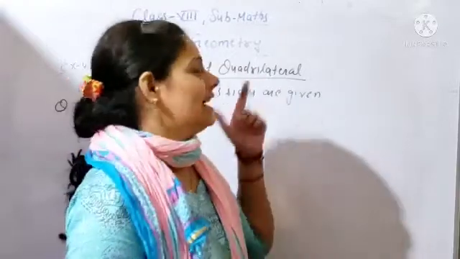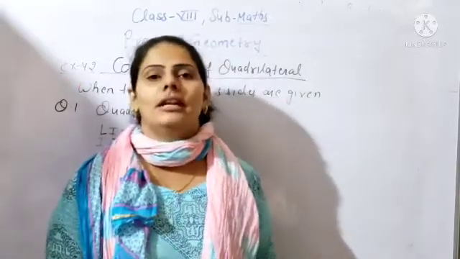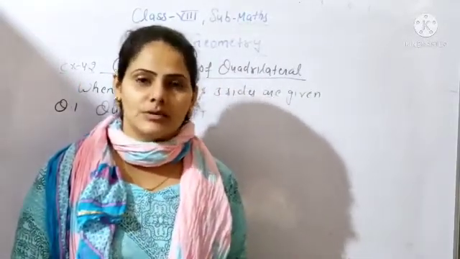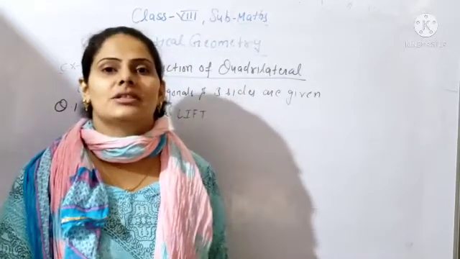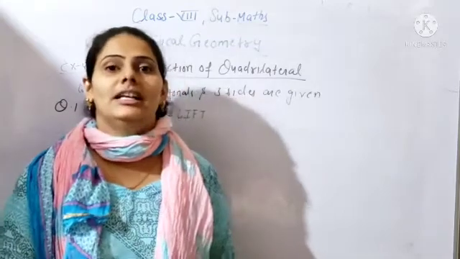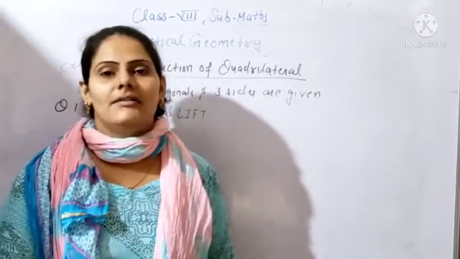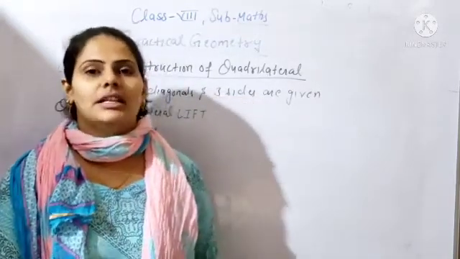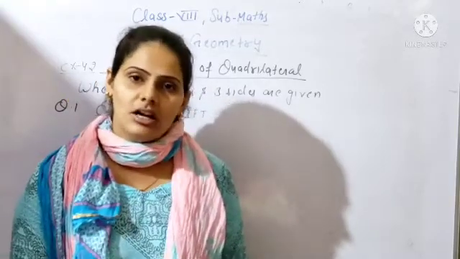Once again we will start our topic practical geometry. Already we have completed our exercise 4.1, and it is totally based on the construction of a quadrilateral where one diagonal is given and all the four sides are given. So how will you construct the quadrilateral?